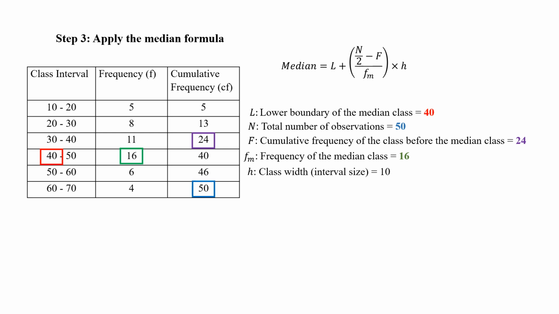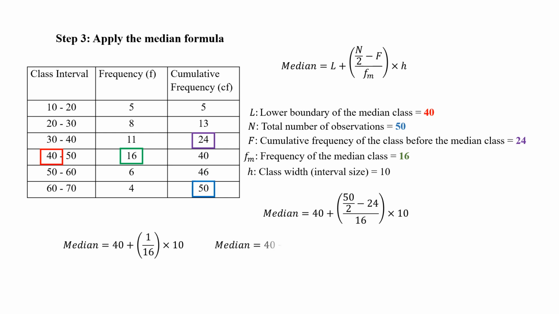When we want to substitute the values into the formula, here the median equals 40 plus 50 divided by 2 minus 24 divided by 16 times 10. So the median is 40 plus 10 divided by 16. Finally, here the median is 40.625.